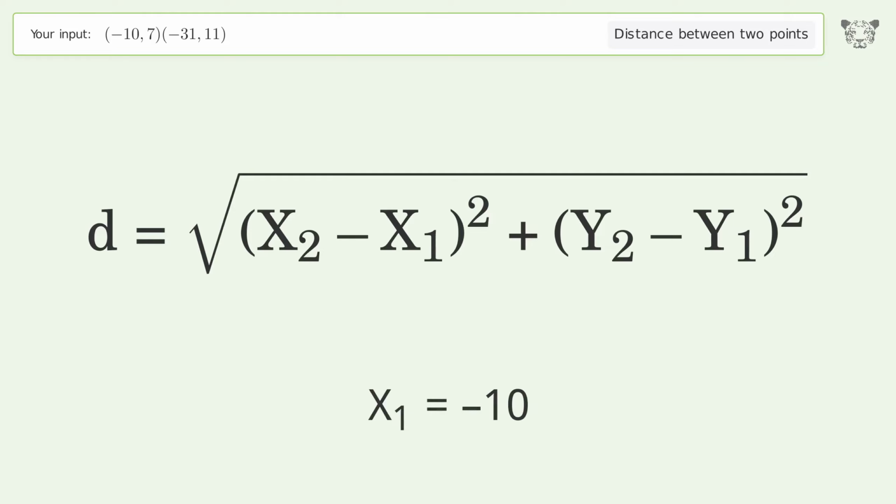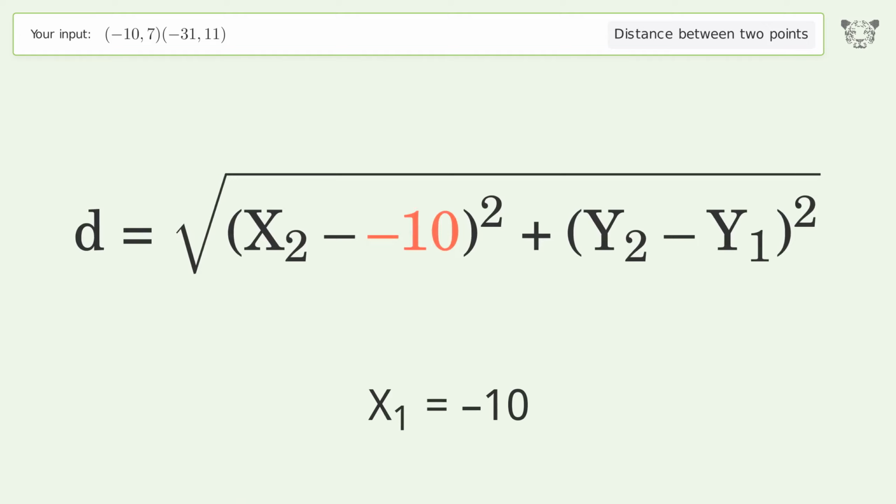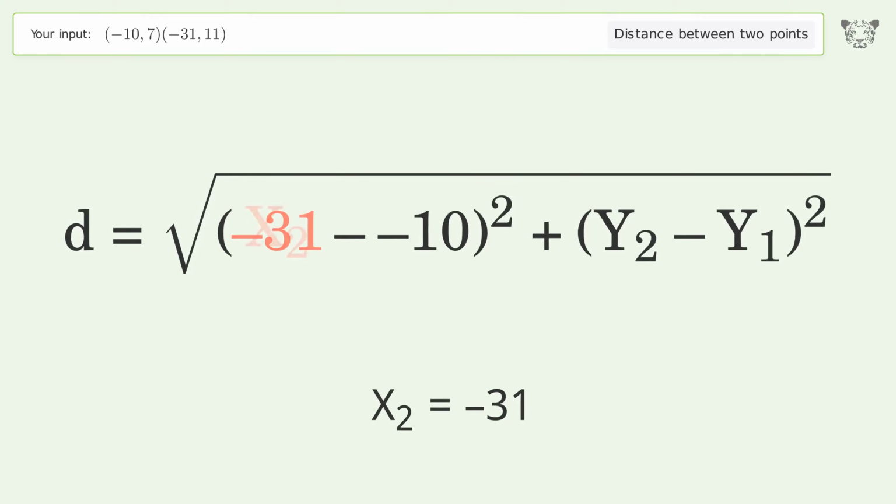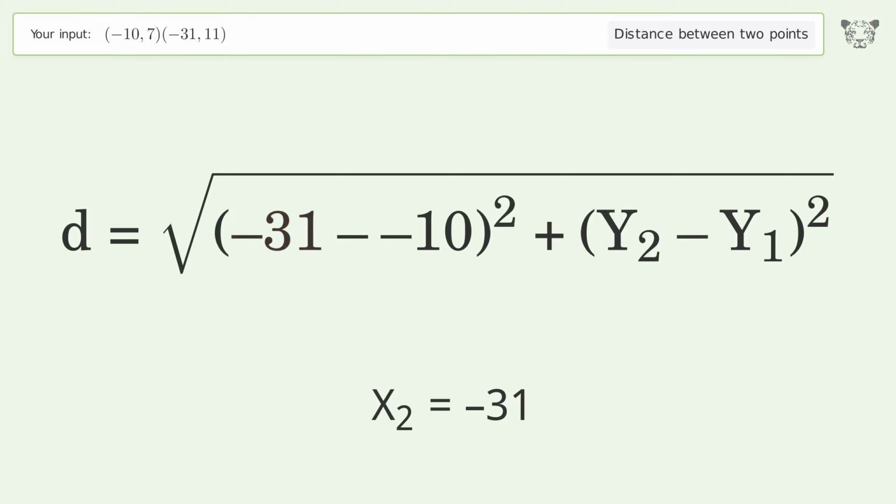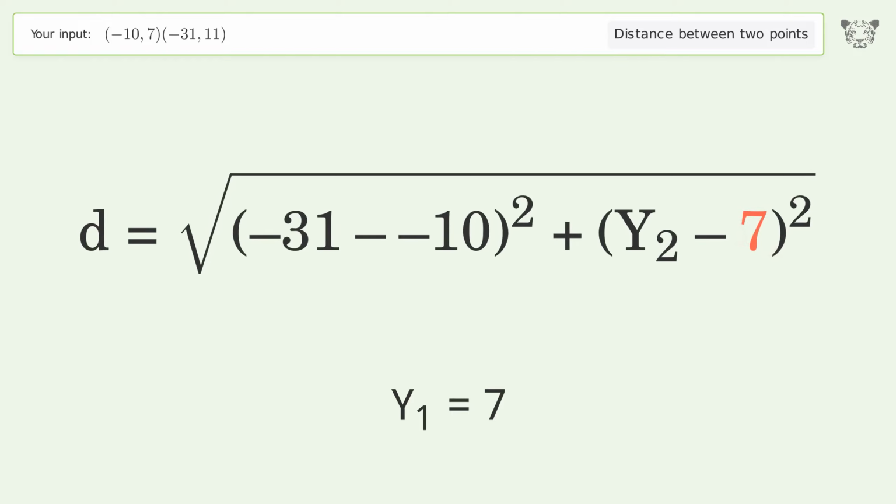x1 equals -10. x2 equals -31. y1 equals 7. y2 equals 11.